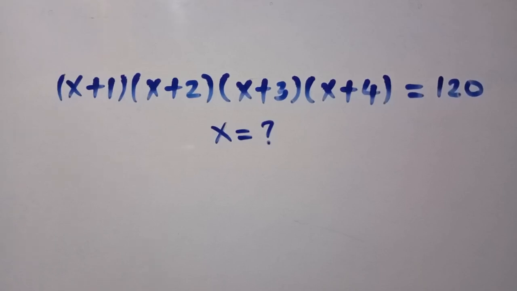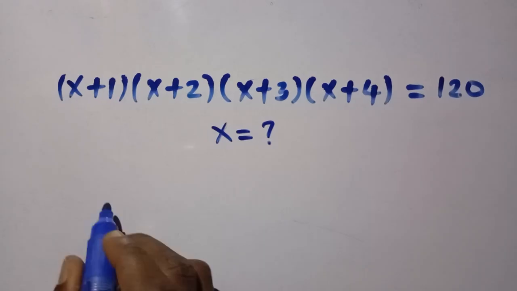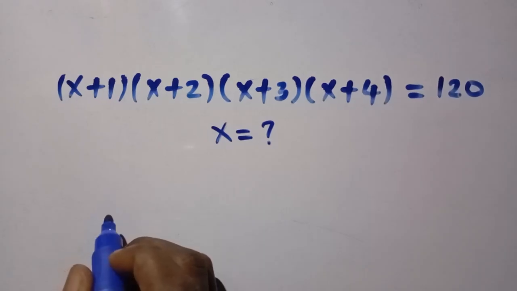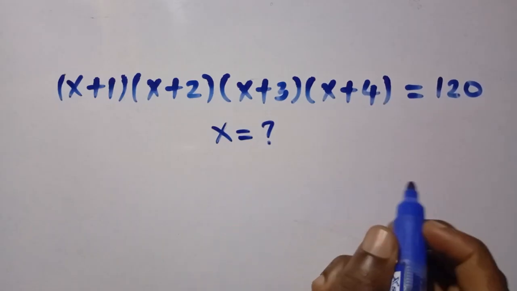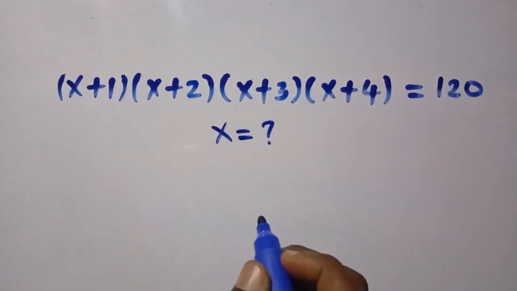How to solve these nice algebraic equations. So here we have (x+1)(x+2)(x+3)(x+4) equals 120. I want to find all the values of x that satisfy this.